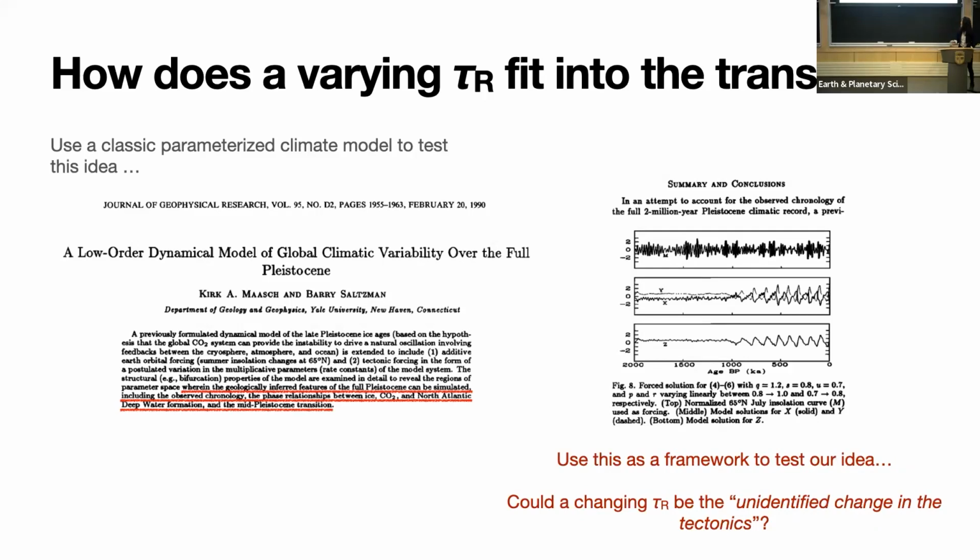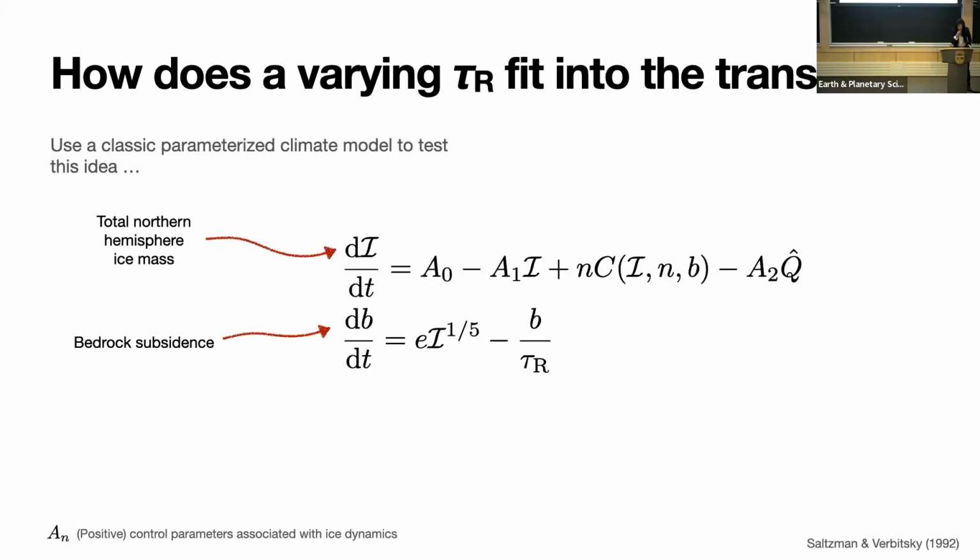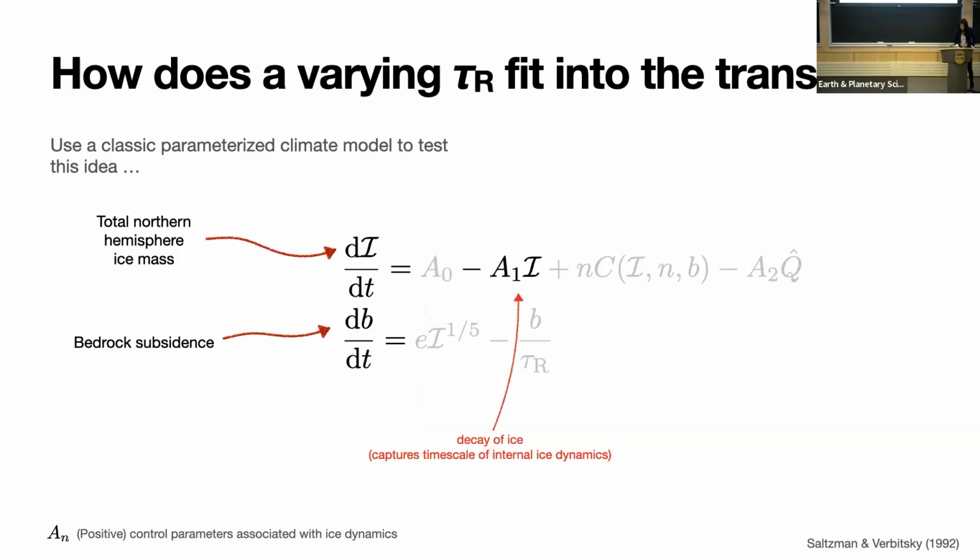And so all we're asking is, we're going to use this framework to test our idea. Could changing tau R be, or at least contribute to, this unidentified change in tectonics? And so here are those coupled equations, and they're simple enough that we can walk through them just to give us all some intuition. And so the rate of change of ice mass in the northern hemisphere is dependent on several terms. A represents some mean climate state. So this is always going to be there.